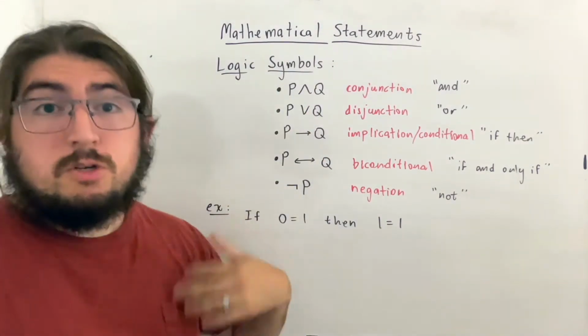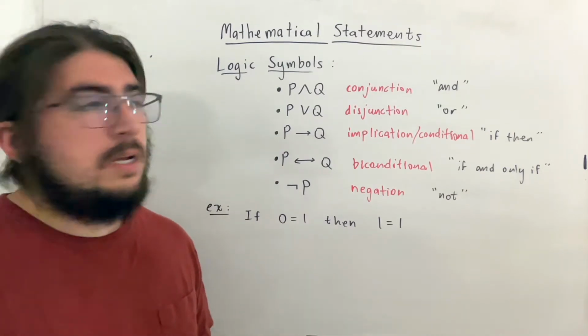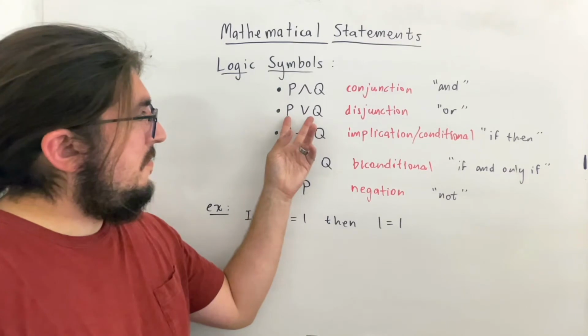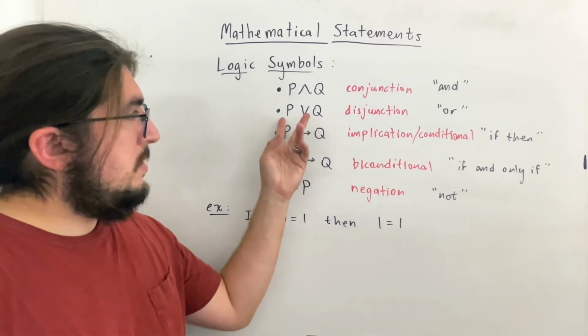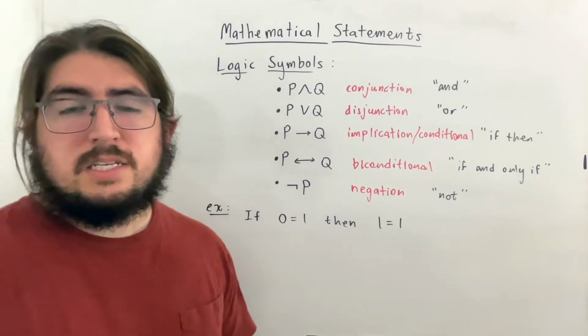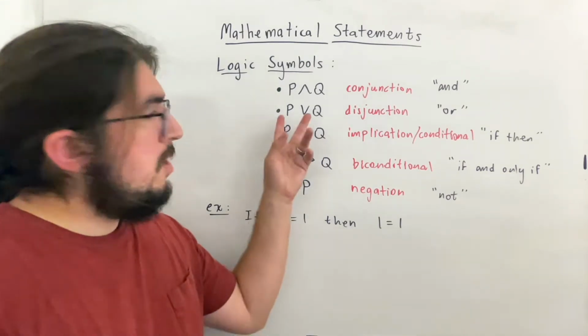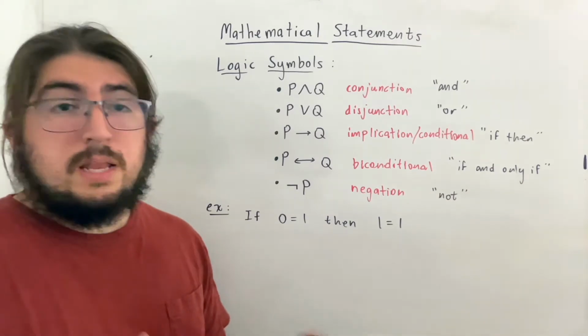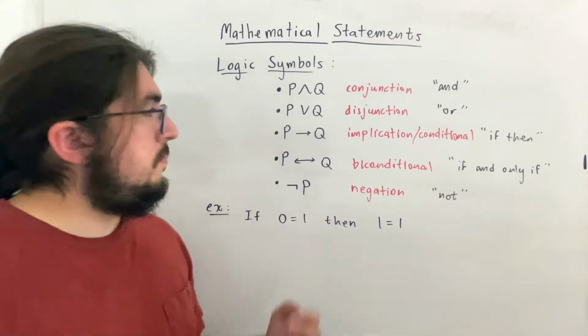So I'll describe real quickly, verbally, when these statements are true. P and Q is true when P and Q are both true. So if one of them is false, or if they're both false, it's a false statement. If at least one of them is true for the or statement, then it is a true statement. So P or Q is only true when either P or Q is true. If they're both false, it's false. If one of them is false, but the other one's true, it's still true.